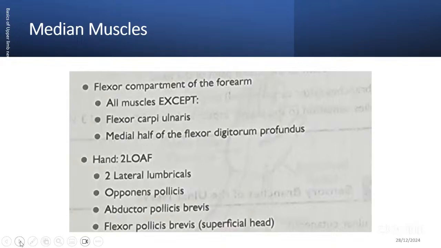So flexor compartment of the forearm: except the flexor carpi ulnaris and medial half of the flexor digitorum profundus, the median nerve supplies all of them. Also the LOAF muscles: two lateral lumbricals, opponens pollicis, abductor pollicis brevis, flexor pollicis brevis, superficial head. These are all median muscles. So there is a nerve called anterior interosseous nerve. Anterior interosseous nerve supplies flexor pollicis longus, pronator quadratus, and flexor digitorum profundus 1 and 2.